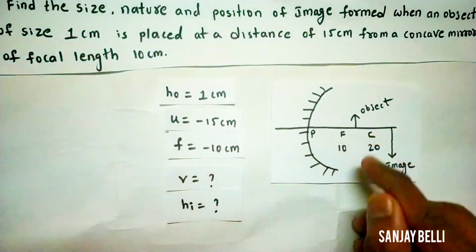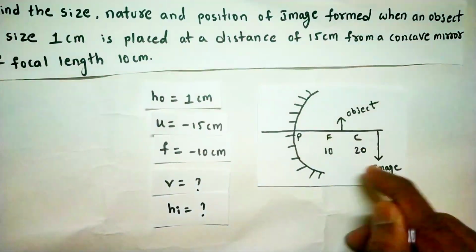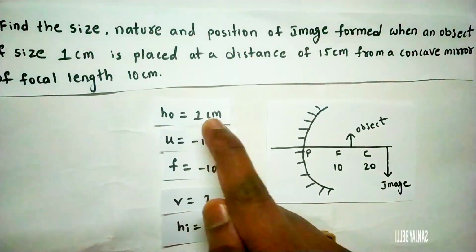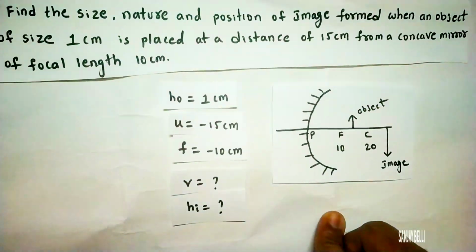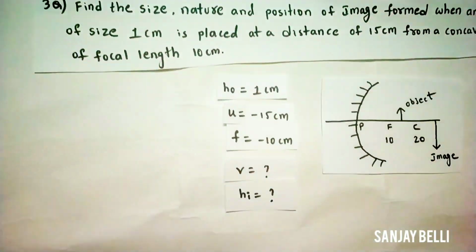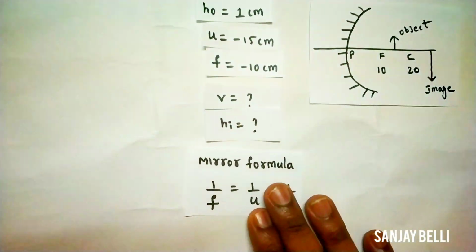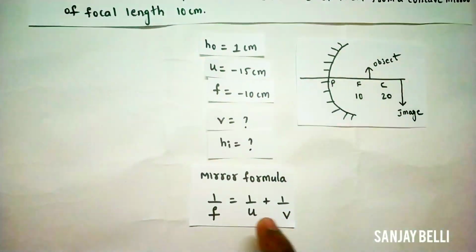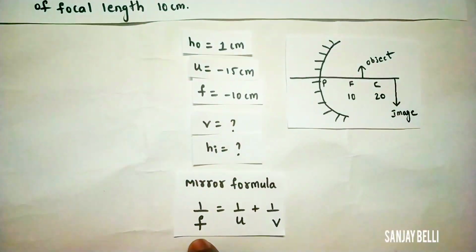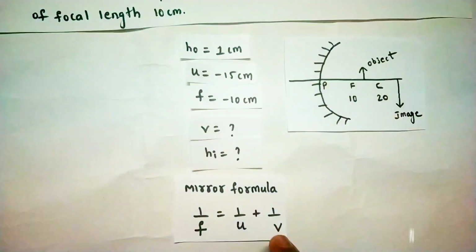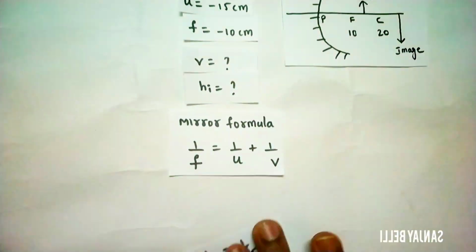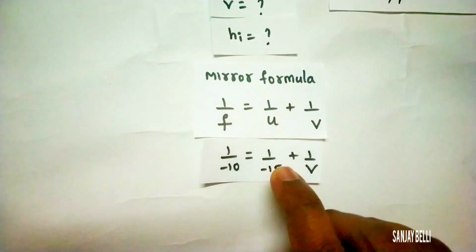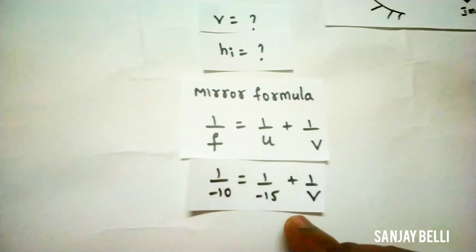And what about your image height? Image height is greater than object height, so it should be greater than 1 and it should be minus. Now take your mirror formula: 1 by f equals 1 by u plus 1 by v. Your f is 10 centimeters and u is 15 centimeters. Now substitute here: 1 by minus 10 equals 1 by minus 15 plus 1 by v.